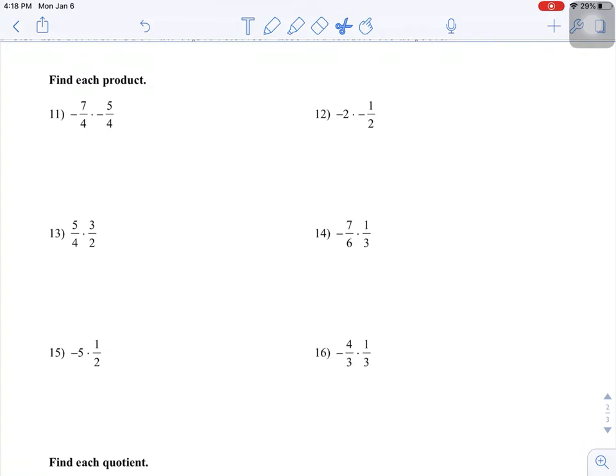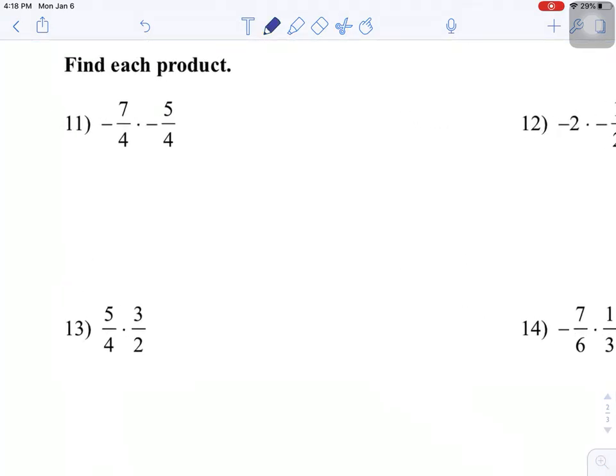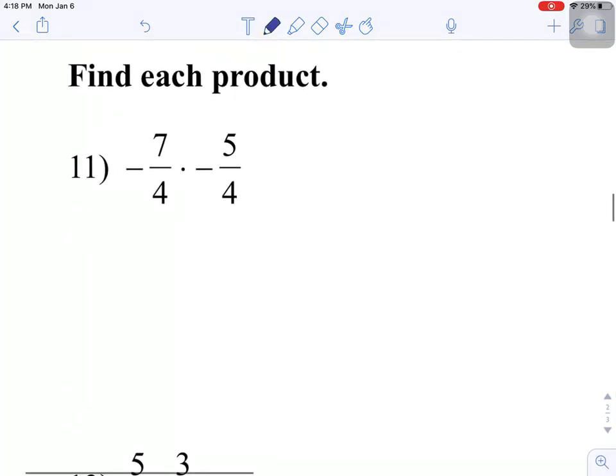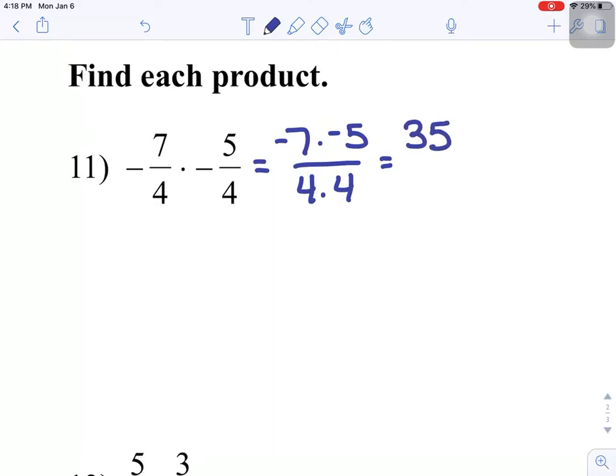Directions say find each product, which just means let's multiply them. Okay, so the nice part about multiplication, you literally just multiply the two numerators and you multiply the two denominators. So negative 7 times negative 5 is positive 35. 4 times 4 is 16, and you're going to ask yourself, can you reduce it? And the answer is no. Ladies and gentlemen, you've just multiplied two fractions. Okay? It can be that simple.